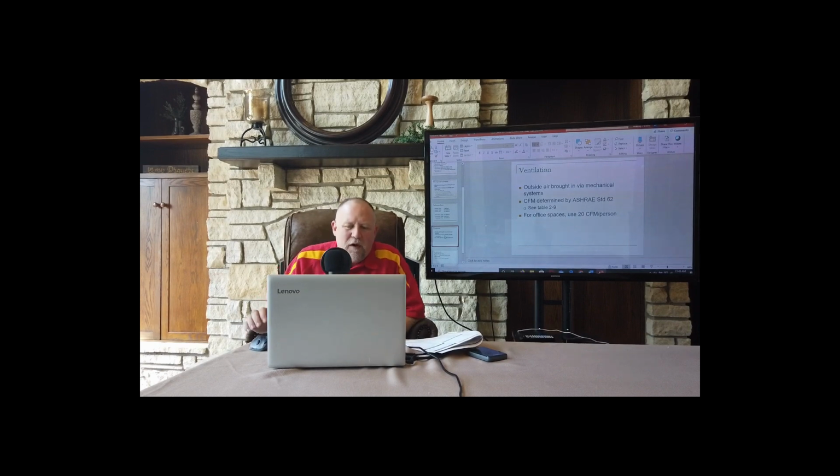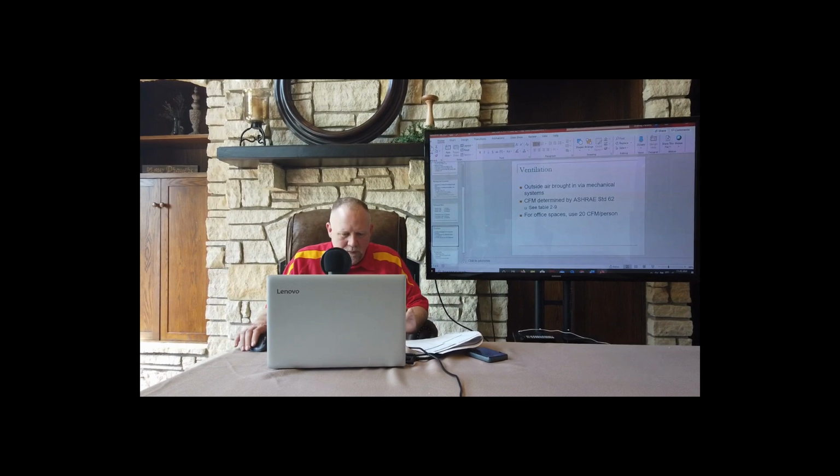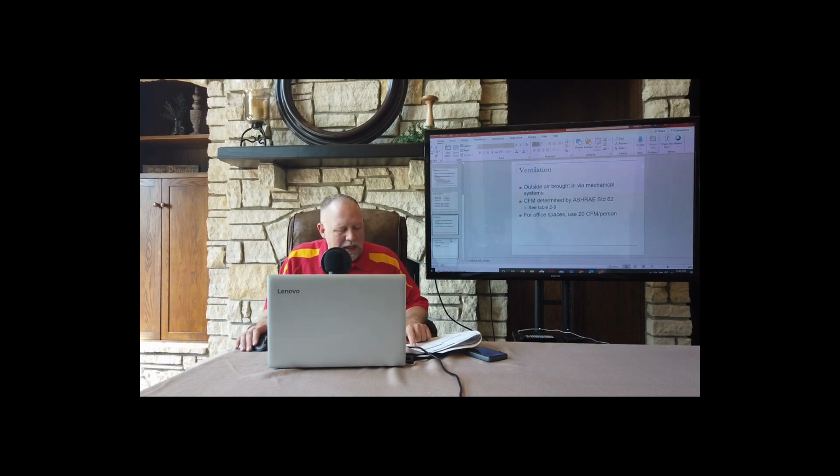And for office spaces, this value of 20 CFM per person was from a previous version of this table and of the code. So right now it's for offices 17. So use 17 CFM per person for office spaces. And then for classrooms, you'd use 13 CFM per person. See where it is, age 9 plus.